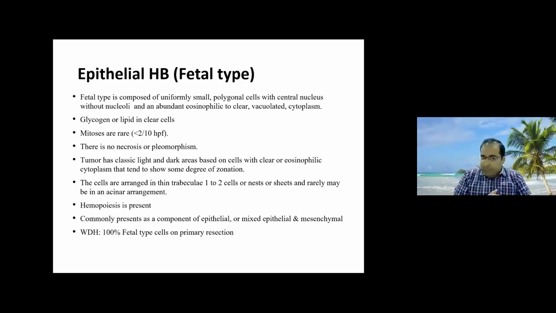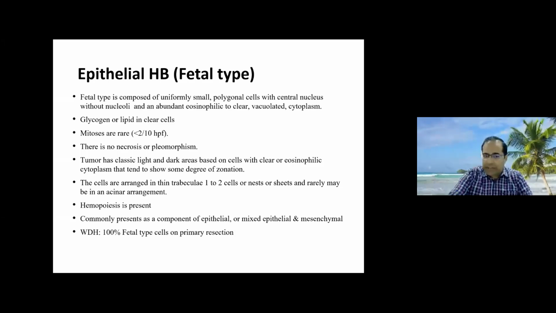First is fetal type. Fetal type basically shows uniformly small polygonal cells with a central nucleus without nucleoli. There's zonation because of glycogen or lipid, which becomes clear. Mitosis is rare in this. There is no necrosis or pleomorphism, and they show light and dark patterns, and they are arranged in thin trabeculae. Now, the importance of this is that if this pattern is present throughout the tumor, it is considered well differentiated hepatoblastoma, and in these cases you don't need chemotherapy.